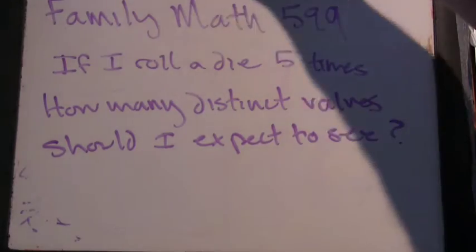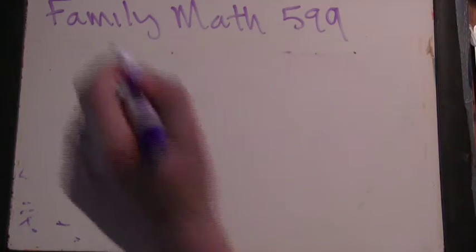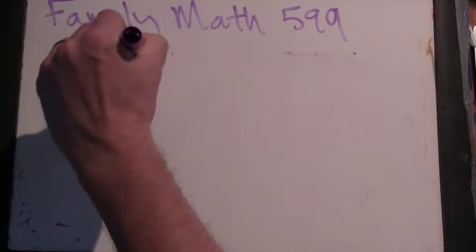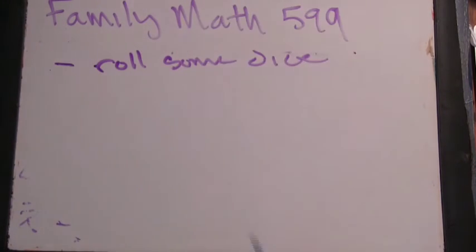All right. So one idea you have is we could just roll some dice. How could we save time rather than rolling one die? Roll 5 dice at the same time. Yeah, roll 5 dice at the same time. That'd be one way to do it. What else could we do here?